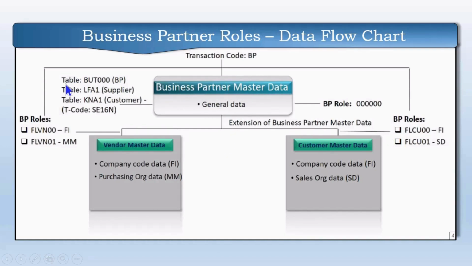Here, take a look at this. The tables for the business partner are: for the BP, you have BUT000, where you can see all the business partner general data. LFA1 is for the supplier or vendor data, you can see in this table. And KNA1 is the customer data you can see. So for the same business partner with multiple roles, you can see all the tables by using the transaction code SE16N.